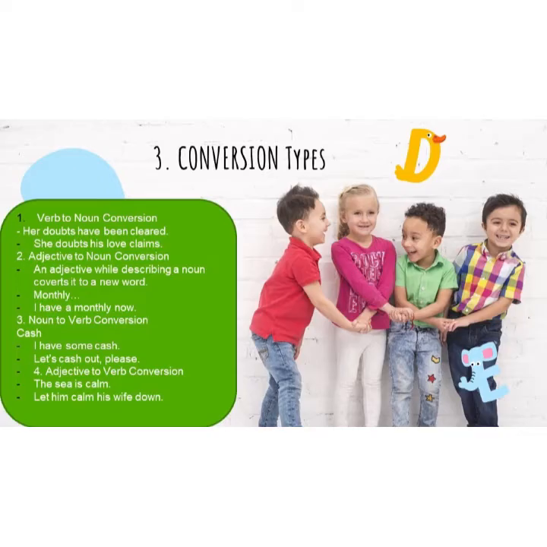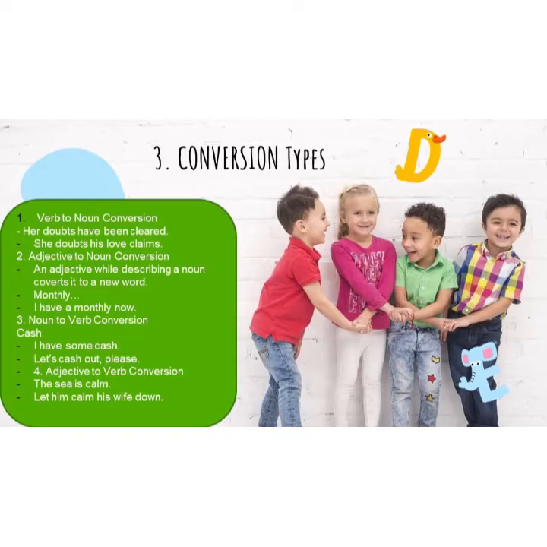First, we have the verb to noun conversion. Verb changed to noun. For example, her doubts have been cleared. Remember I said doubts, the B is silent, right? Her doubts have been cleared. Or she doubts his love claims. So the first is a what? Is a noun. And the second, she doubts his love claims, it's a verb.